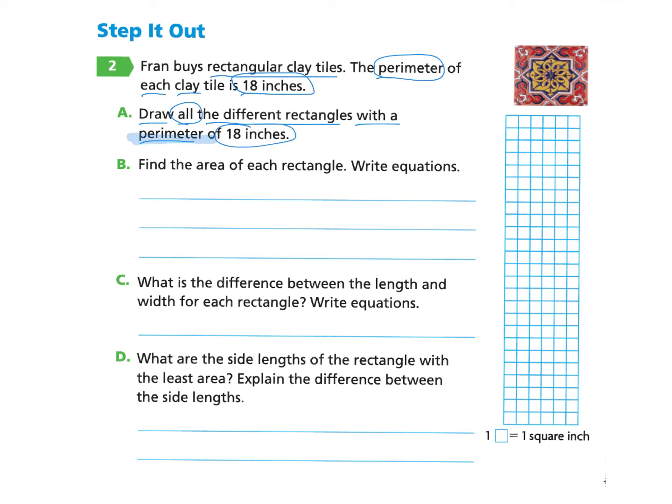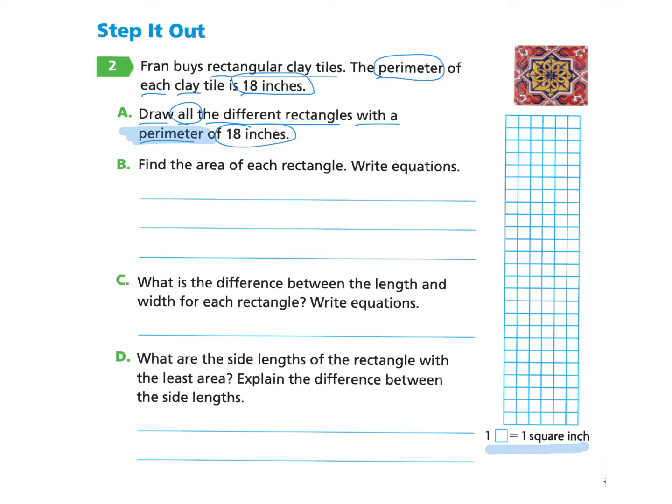Let's review again that the word perimeter means the distance around the figure. And so we want to be clear that we're not looking for area, but we're looking for perimeter. So if you would like to pause and try drawing all the different rectangles in the grid that's provided, just remember that 1 square equals 1 square inch. Otherwise, you can definitely follow along with me.